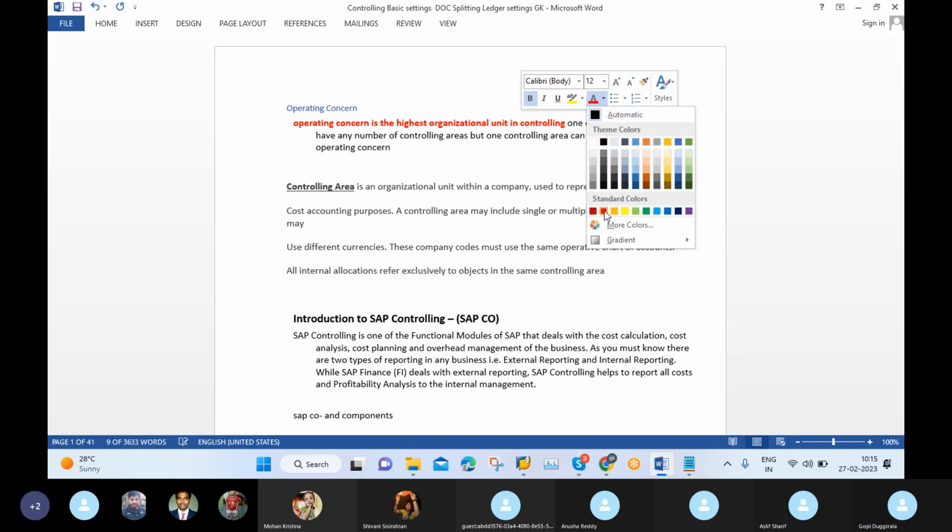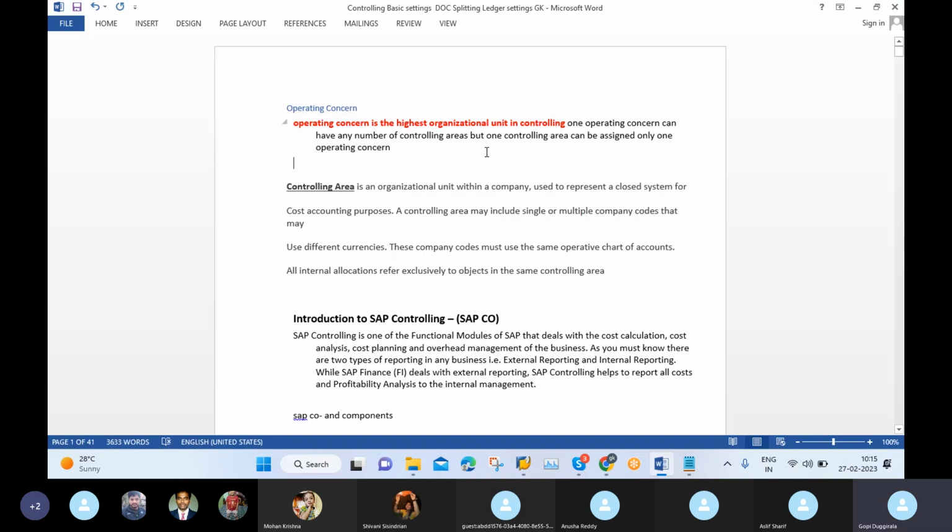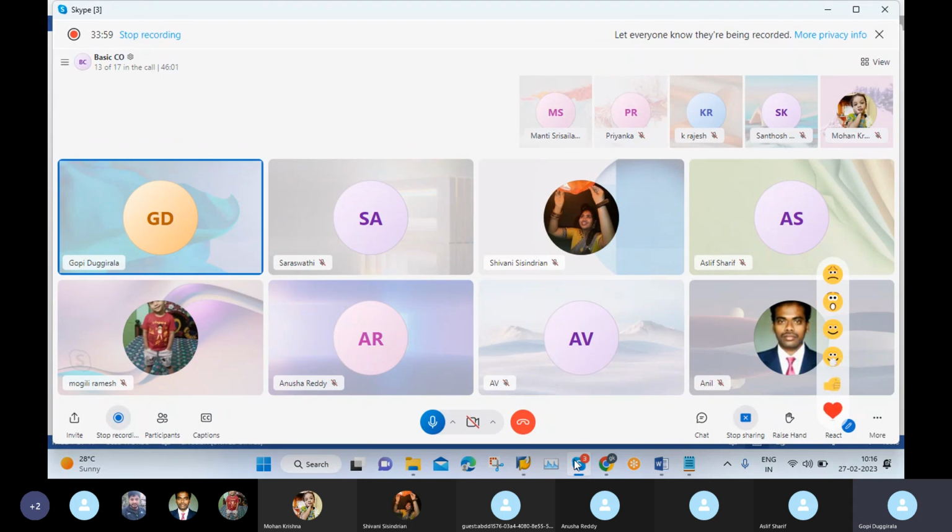Operating concern is the highest organizational unit in controlling. What is the highest organizational unit in finance? In finance, not SAP. Company code. Okay.